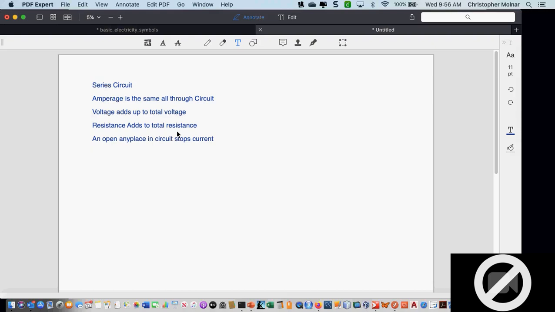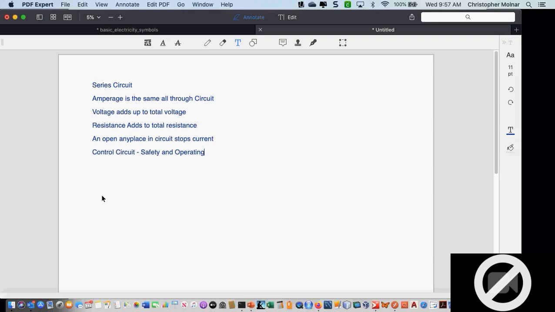Anybody? Where am I going to see series circuits most? Safety switches and controls. So it's my control circuit. Safety and operating. Now, there's exceptions to every rule, but that's most often where you see series circuits.